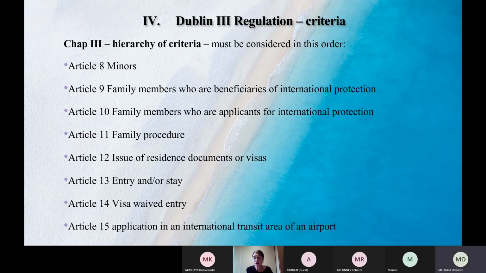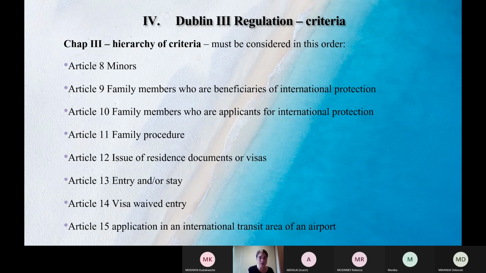So the member state responsible is where the largest number of them are present. If there are equal numbers in different member states, the responsible member state is where the oldest family member is present. So that's where there are groups of families.